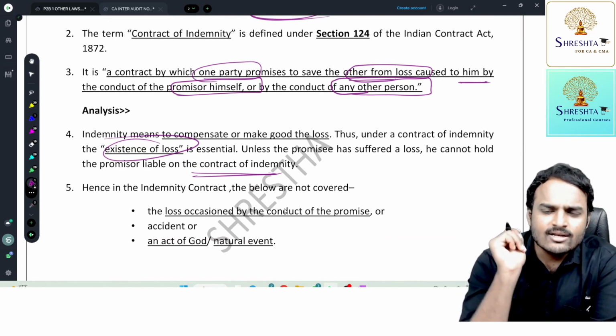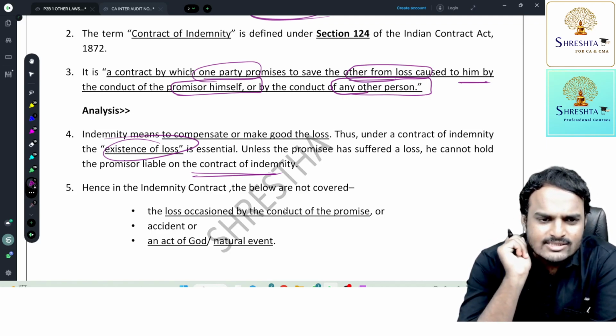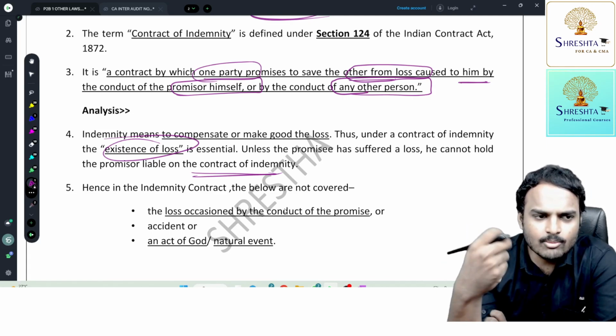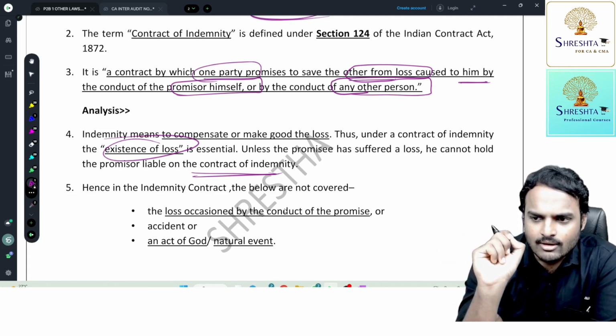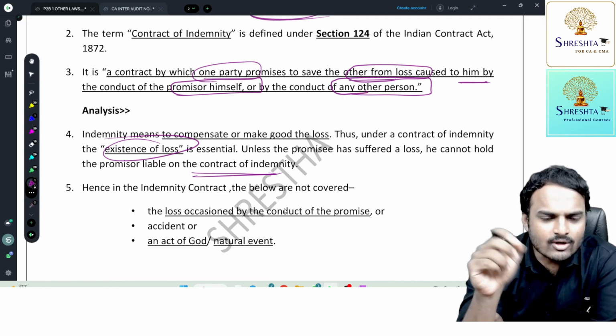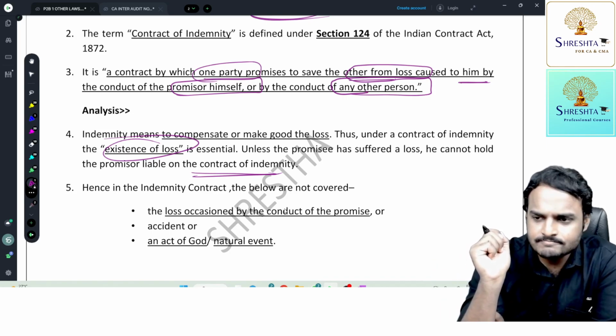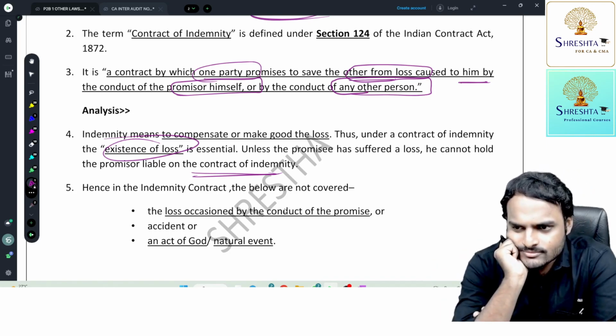So after reading this analysis, I got one more doubt. My doubt is, do you think insurance contracts are indemnity contracts? Come on, answer my question. Is an indemnity contract an insurance contract? Come on, answer me.